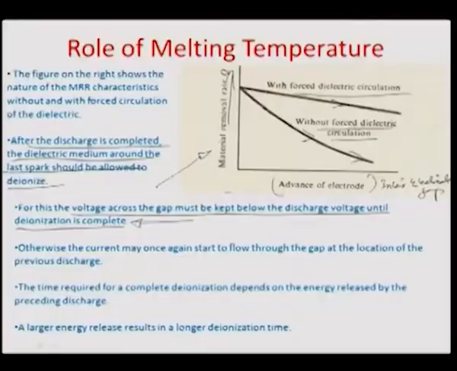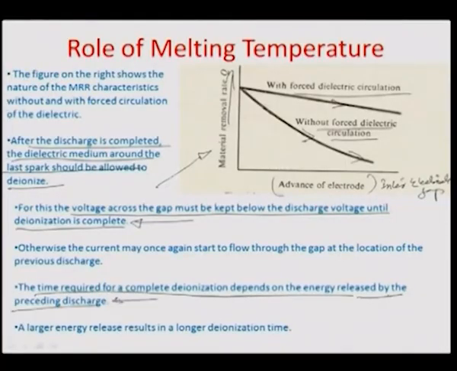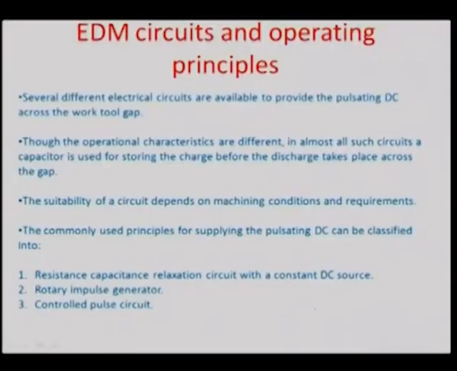So, the time required for complete deionization depends on the energy released by the preceding discharge, and if the discharge were larger in terms of energy, a longer deionization time would be needed, and with forced circulation this would go down further and further. So, that is what the role of melting temperature would be.